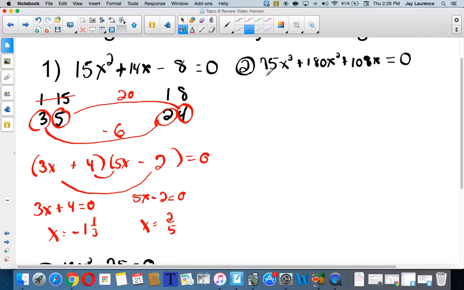Okay, number 2. To factor. If you'd like to pause the video and try it on your own, go right ahead. Here comes my solution. I know I'm going to factor an x out as a GCF, but I think there's going to be more than that.